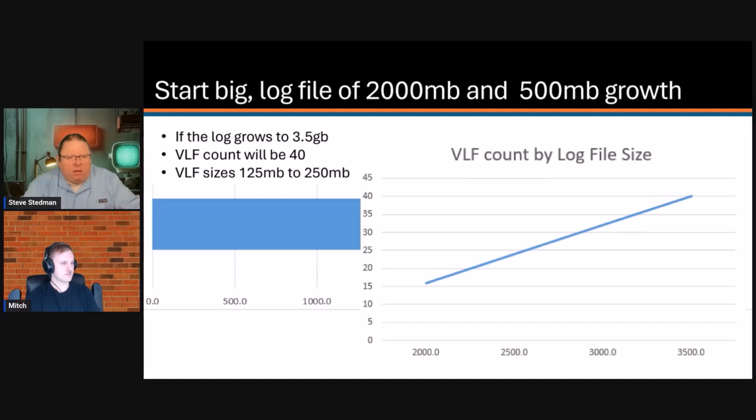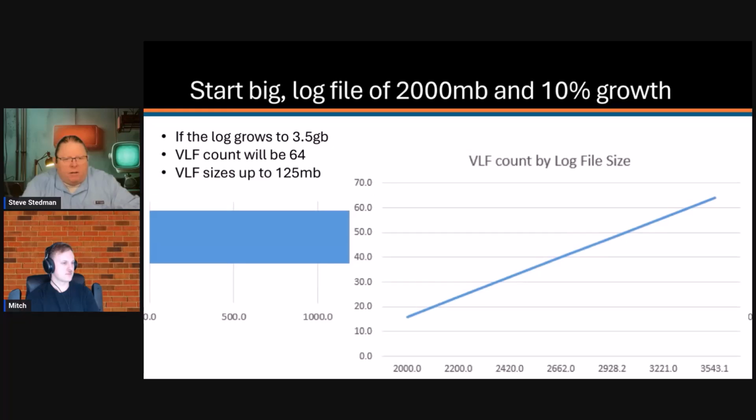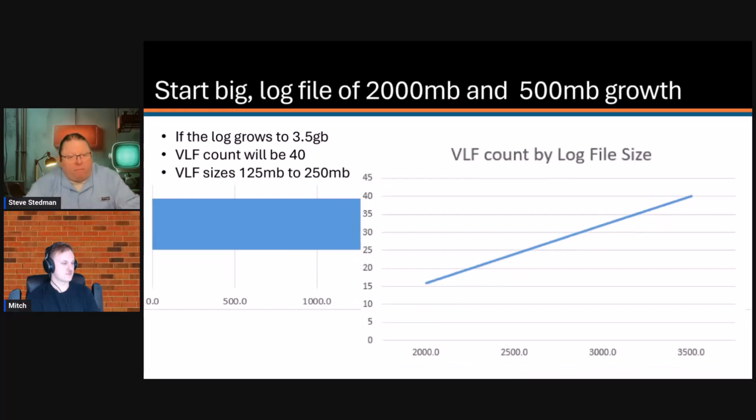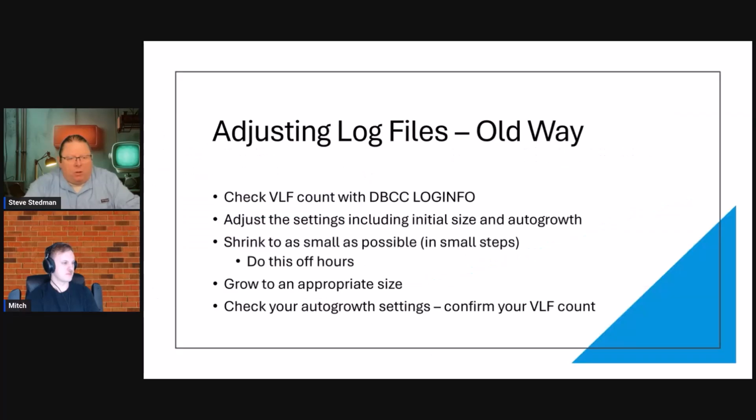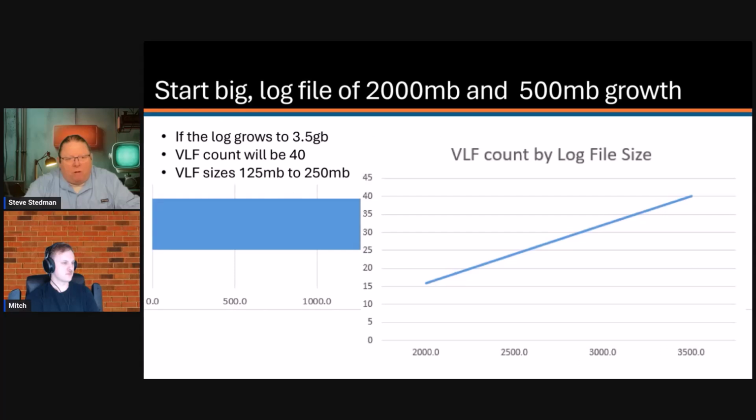And then let's take a look at another scenario, where instead of 10% growth, we're looking at 500 megabyte growth. So half a gig per log file growth. And the VLF count would be 40, which would be a little bit less. And the VLF sizes would be around 125 megabytes to 250 megabytes, which is a pretty good spot for the sizing there. Now, Mitch, do you want to talk a little bit about what happens if you end up growing your log file too big?